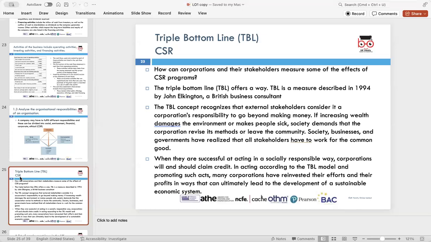When corporations are effective in financing in a socially responsible manner, they will and should claim credit for their actions during those times. Numerous firms have the potential to ultimately result in the establishment of an economic system that is sustainable. This has been accomplished by operating in accordance with the TBL triple bottom line model and advocating its implementation.